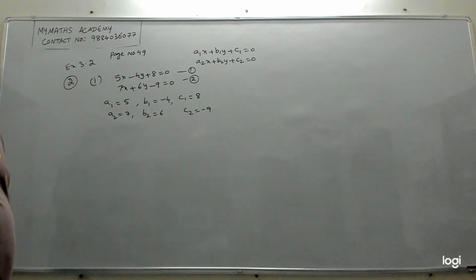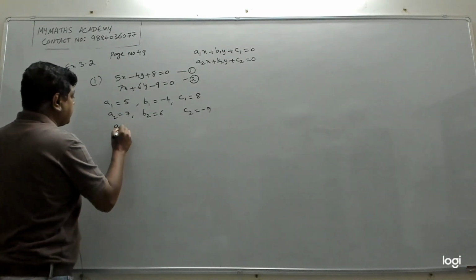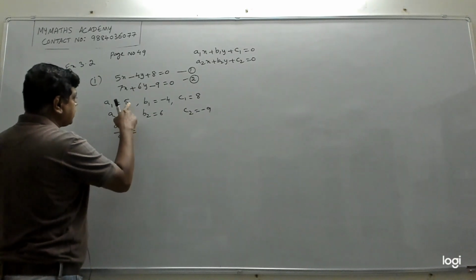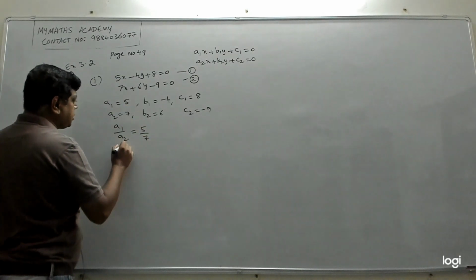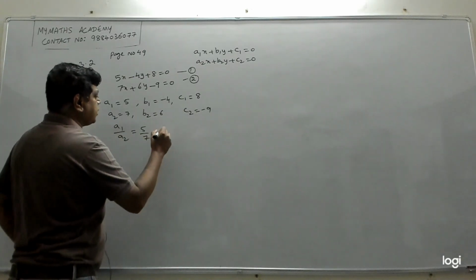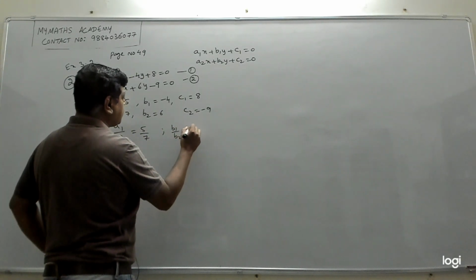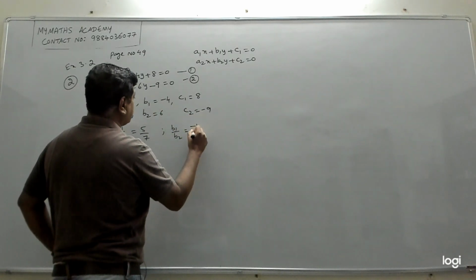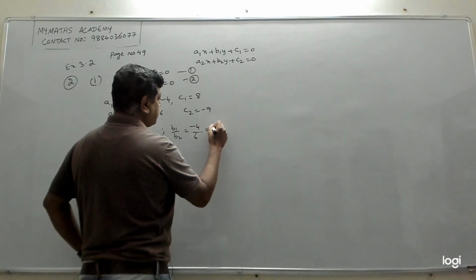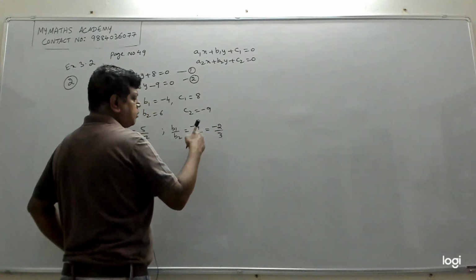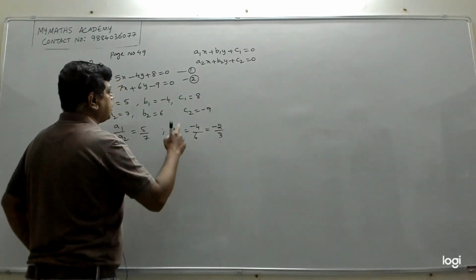Now we should check what is our a1 by a2, the ratio. a1 is 5, a2 is 7, so 5 by 7. Now what is b1 by b2? b1 is minus 4, b2 is 6. When you simplify this, you can cancel both by 2, so you get minus 2 by 3.